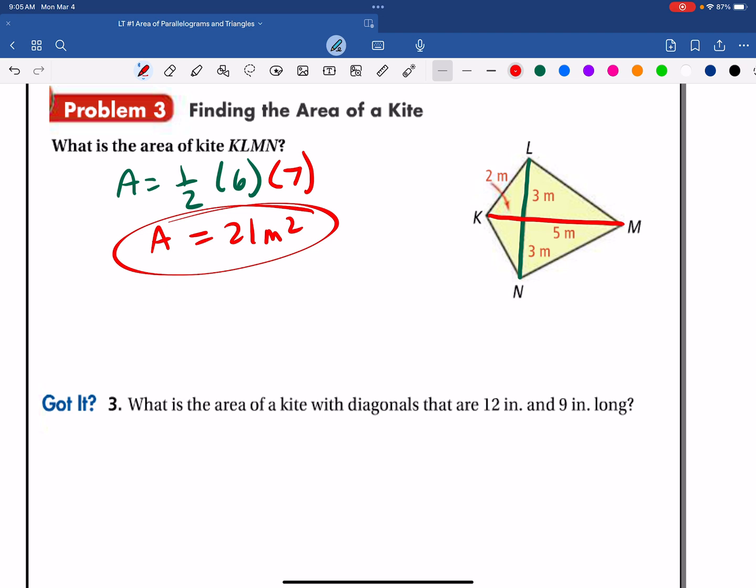What is the area of a kite with diagonals 12 and 9? Pause the movie, try it. Press play when you're finished. Yeah, it's just 1/2 times 12 times 9, which is 54 inches squared.